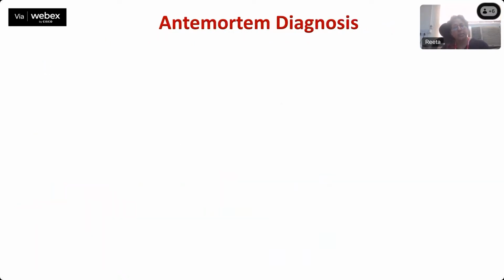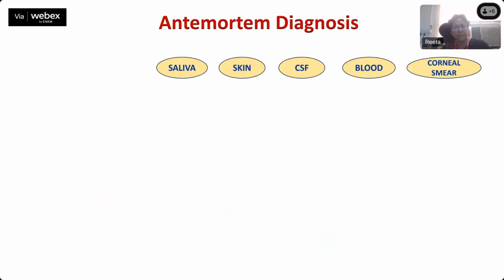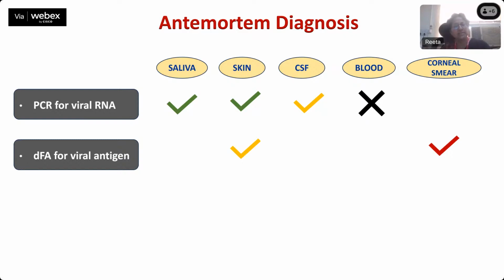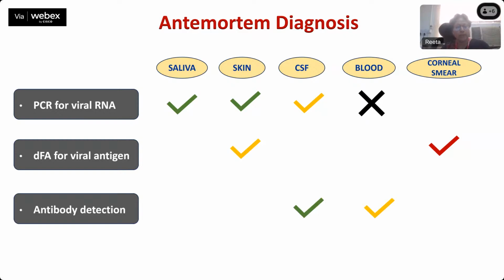Next slide, please. Now, what tests do we do on these samples? As I said, these are the samples we collect: saliva, nuchal skin, CSF, and blood. I've also put corneal smear here because many of our textbooks mention that corneal smear can be tested. It is true. However, in the recent recommendations, WHO no longer recommends a corneal smear. One, because there are more sensitive and specific tests available.